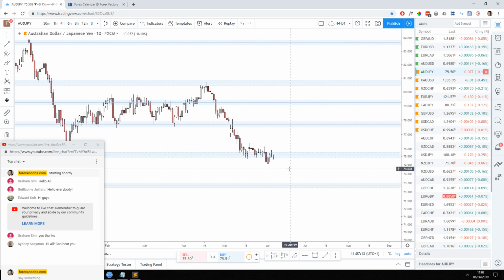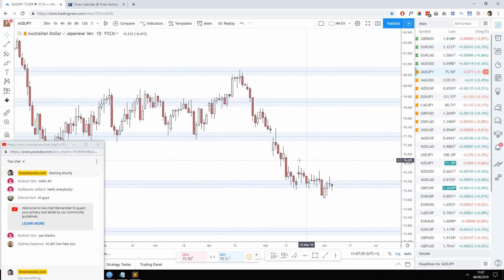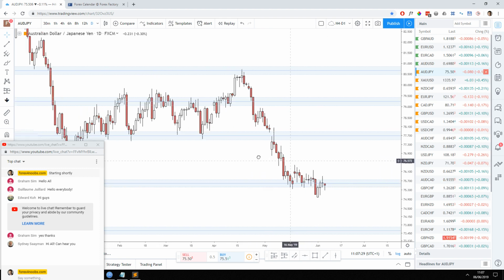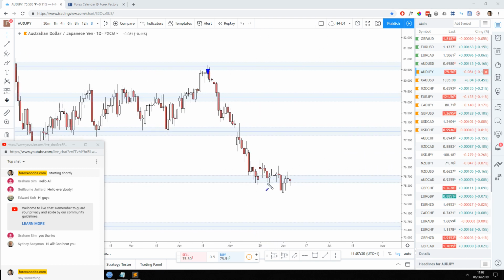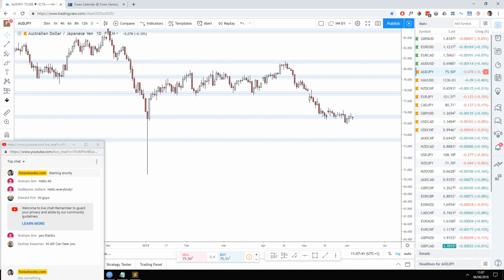AUD/JPY, I'm still looking for a potential short here on AUD/JPY. I'm looking for a short continuation. It's just spiked down now, and I'm considering entering pretty soon. So this would just be a standard continuation trade. Price has broken below support. The problem with this continuation trade is price is going to be heading into major, major lows that it hasn't seen in a long time, excluding, of course, this anomaly that we got on January 3rd of this year. That was a bit of an anomaly there.